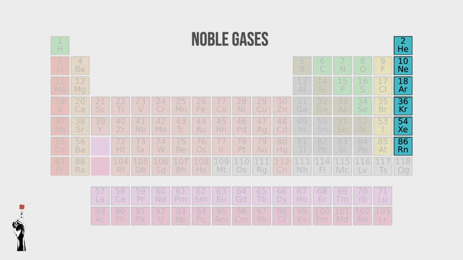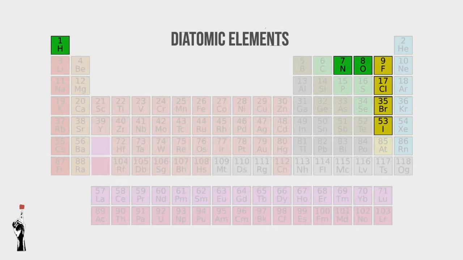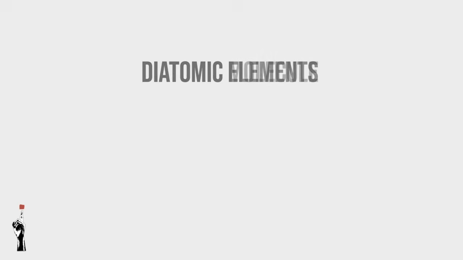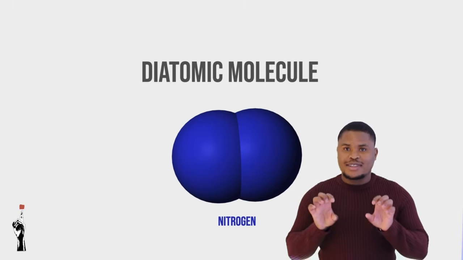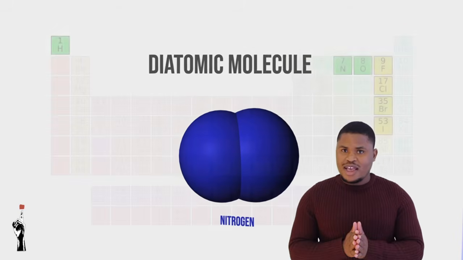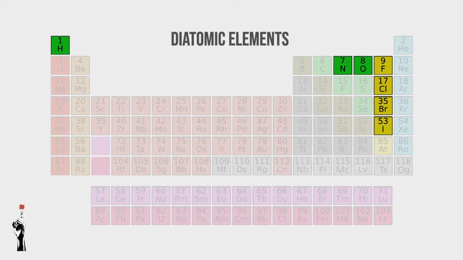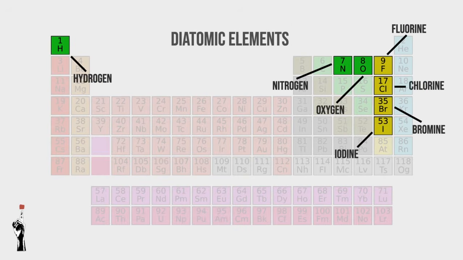Some elements exist as single atoms. Examples are group 8 elements, the noble gases, while some elements exist as diatomic elements. These are similar elements bonded together. On the screen, we have a structure of a diatomic molecule of nitrogen. So it's the same atoms, they're identical, bonded together. We have 7 diatomic elements.